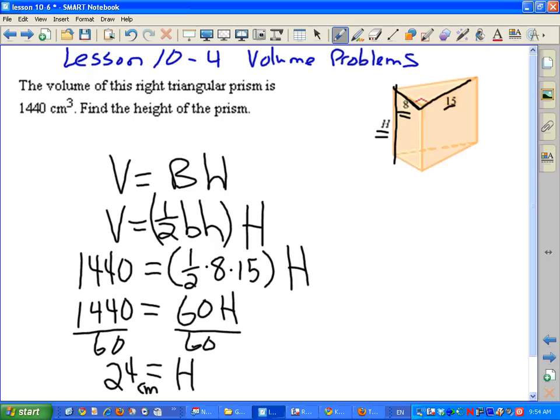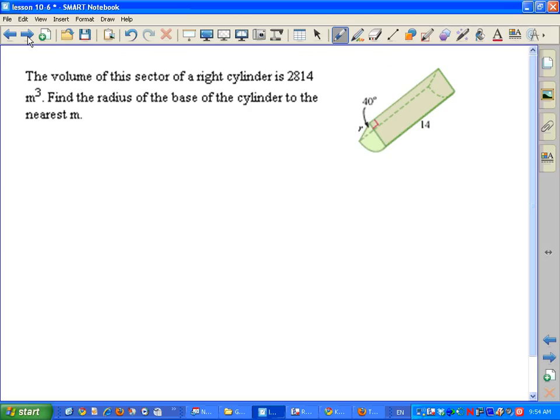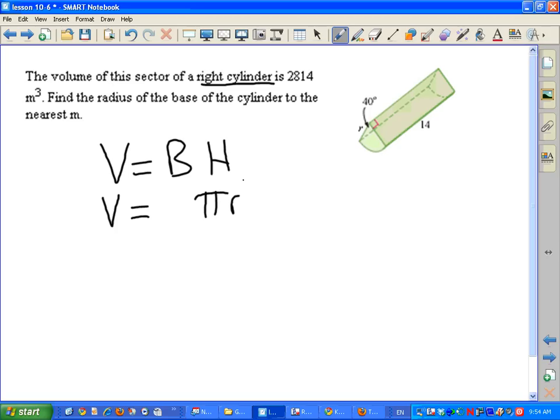So let's take a look at one other example. It says the volume of the sector of a right cylinder is 2,814 cubic meters. Find the radius of the base of the cylinder to the nearest meter. Well, the first thing that you have to do is say, okay, well, all volume is area of the base times the height. Alright, and let's make some little adjustments here because the base in this case is a circle because it says it's a cylinder. So area of the base would be pi r squared, and we multiply that by the height of the whole prism.